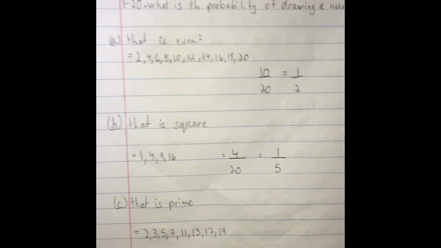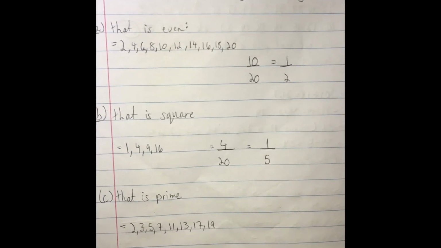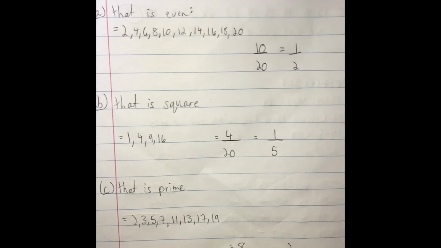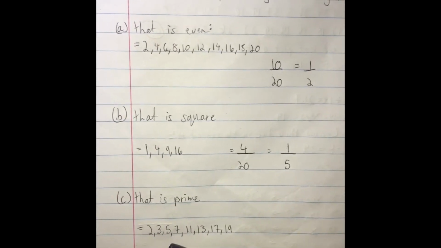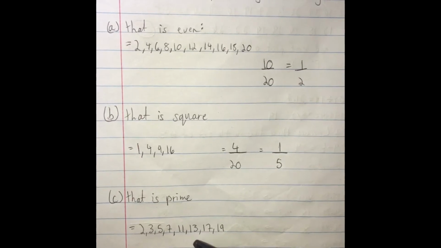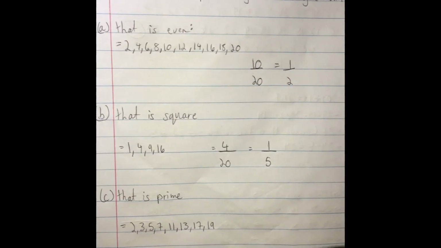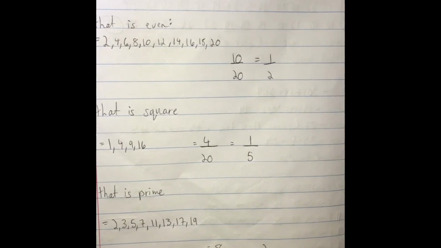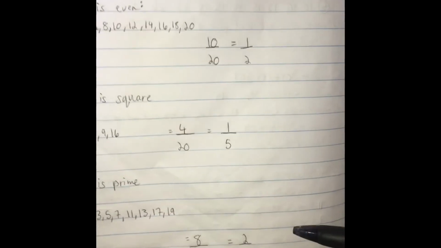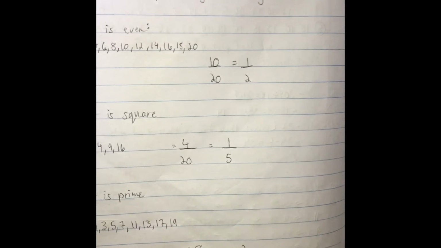What is the probability of drawing a number that is prime? So I listed all the prime numbers here from 1 to 20, which you get 2, 3, 5, 7, 11, 13, 17, 19. So the chances are you get 8 out of 20 prime numbers, which when you simplify, you get 2 out of 5.